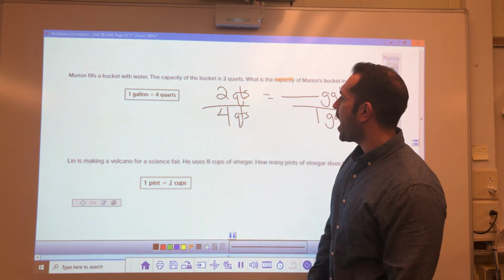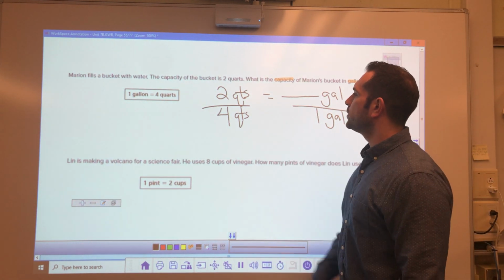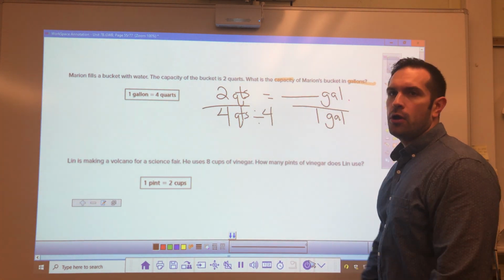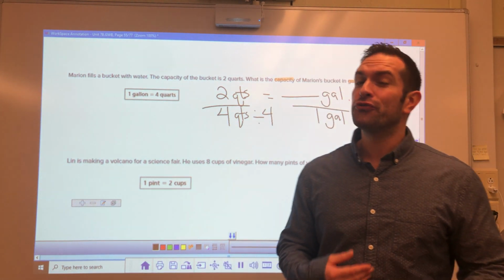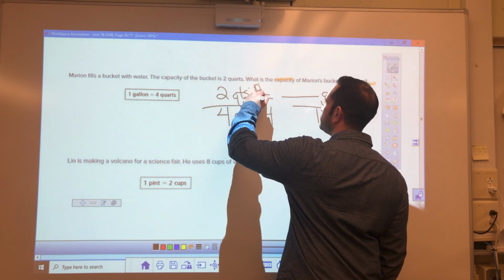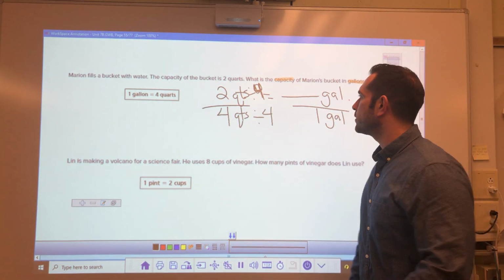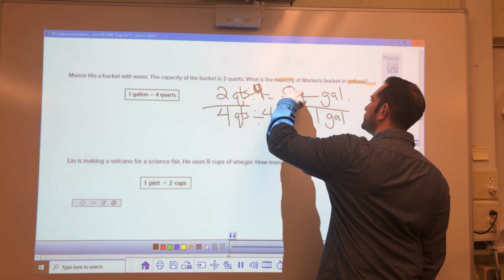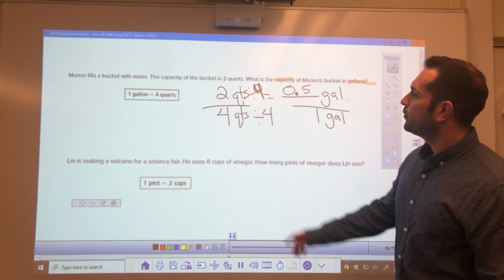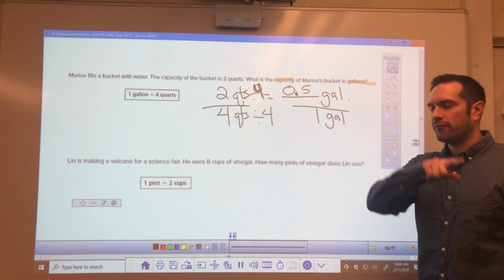Since this is high to low, you divide. So this one you would have to do 4 divided by 4 gives you 1. What you do for the bottom, you do for the top. So I need to do 2 divided by 4. When you punch it in your calculator, you will get 1/2. So if 4 quarts is 1 gallon, 2 quarts would actually be half of a gallon.